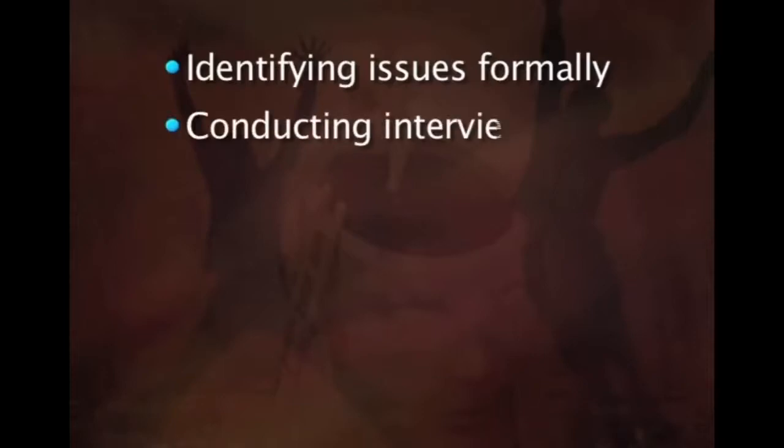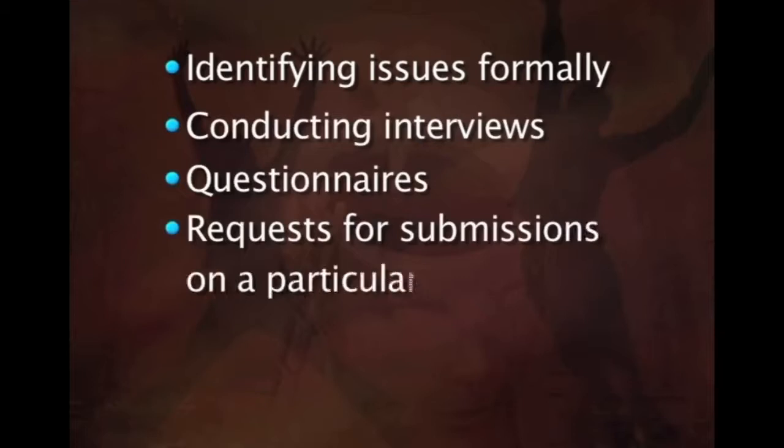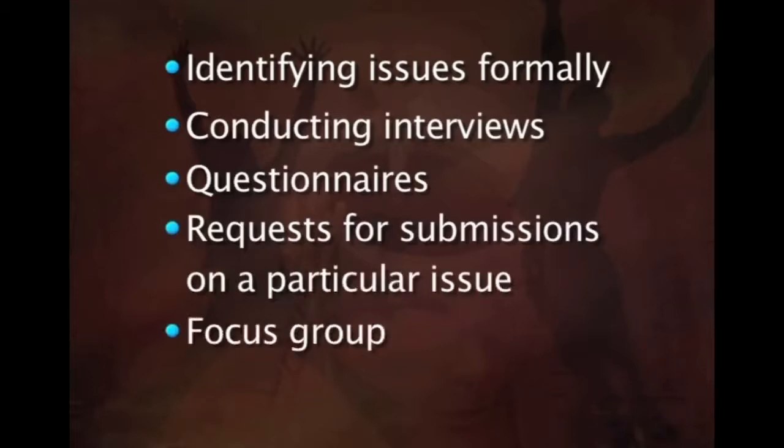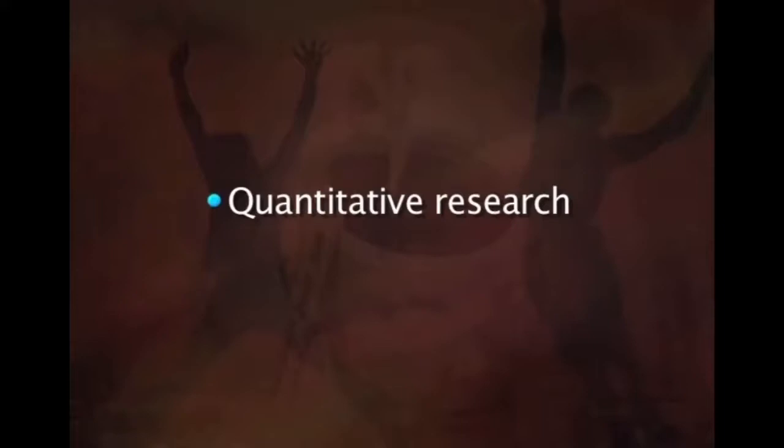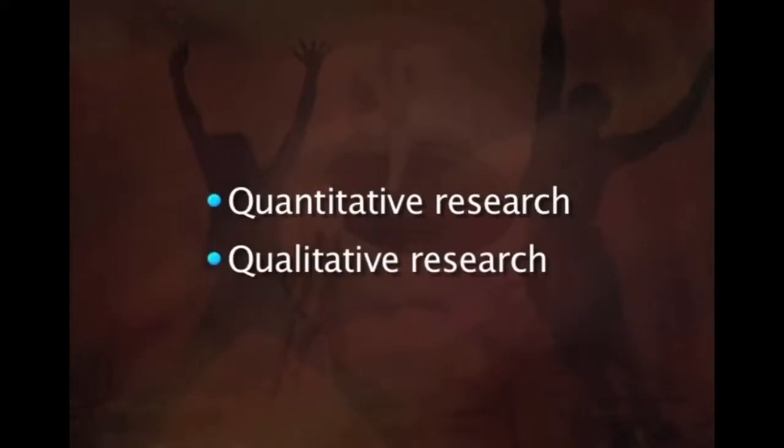And in finding out what are the issues existing in the communities, there are usually 6 common mechanisms involved: identifying issues formally, conducting interviews, questionnaires, request for submission on a particular issue, focus group, public meetings and forums. And through 2 types of research, community issues could be identified. They are quantitative research and qualitative research.